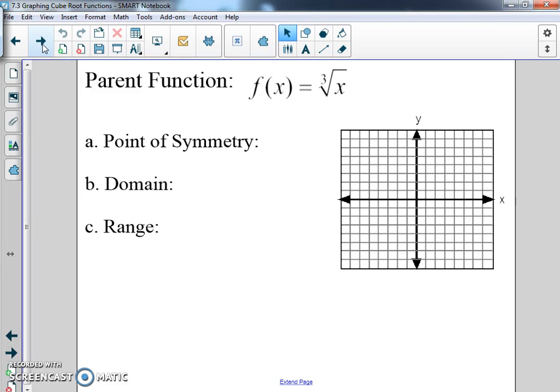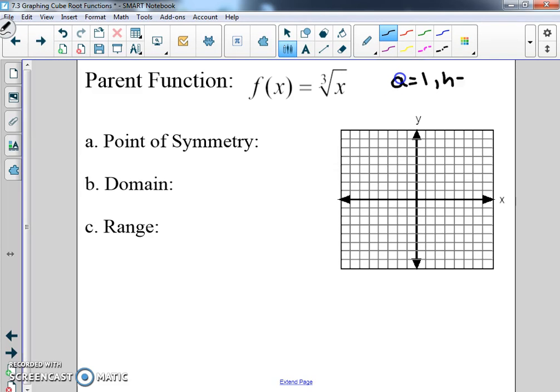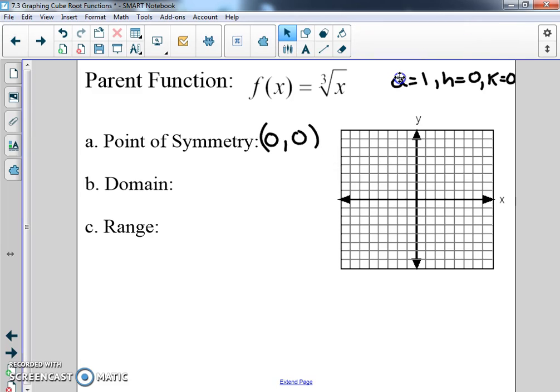All right. Our parent function of all cube root functions, our f of x, is equal to the cube root of x. There's no h and k values here. Our a value is equal to 1. Our h value is equal to 0. Our k value is equal to 0. Okay? We have a point of symmetry, and our point of symmetry is always going to be at, for these, 0, 0. The cube root of 0 is 0, and everything will have symmetry around that point.